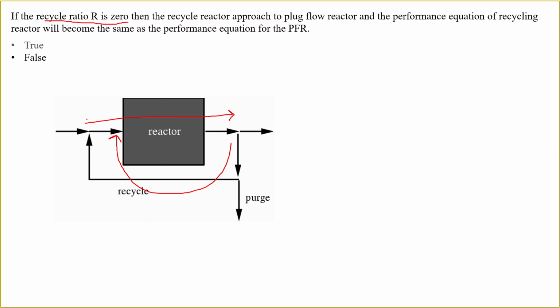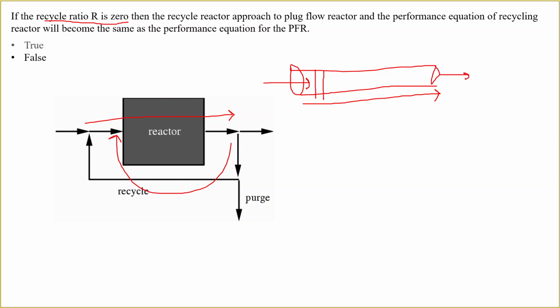This phenomenon is often seen in plug flow reactors. Plug flow reactors are described as long cylindrical reactors like this, where the material is flowing in plugs. Plug flow is a special type of flow. It goes in like this, passes through the entire length of the reactor, and then comes out on the other end. So there is no back mixing involved if we are taking the ideal plug flow.